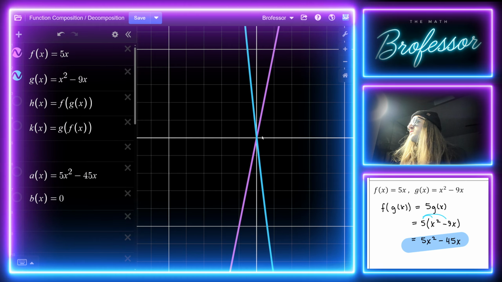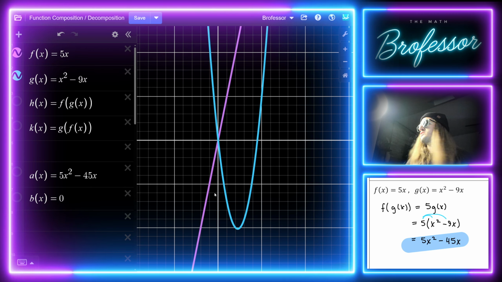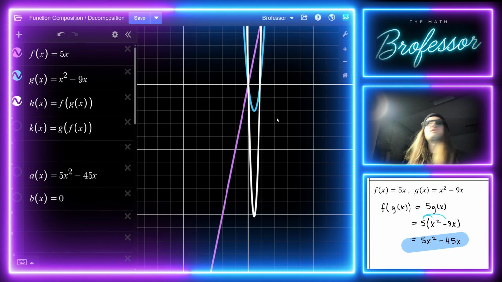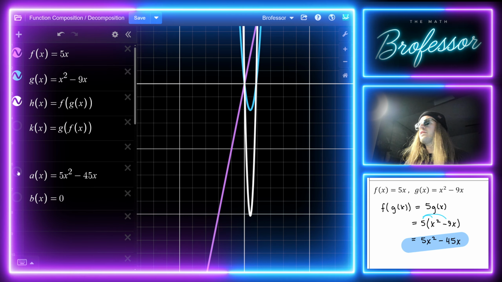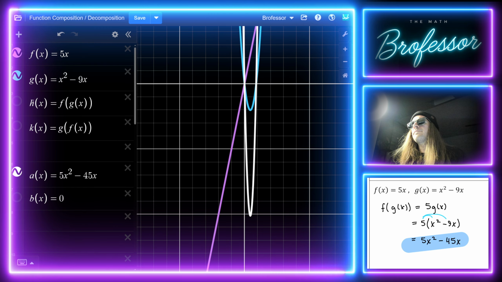Let's zoom out here so you can actually see. There we go. So we are dealing with a quadratic this time. Our f is linear, our g is quadratic, and the composition here, f of g, is quadratic. It's a much steeper one. It's that white one. And is that consistent with our answer? Yes, those are in fact the same thing. So we got it.